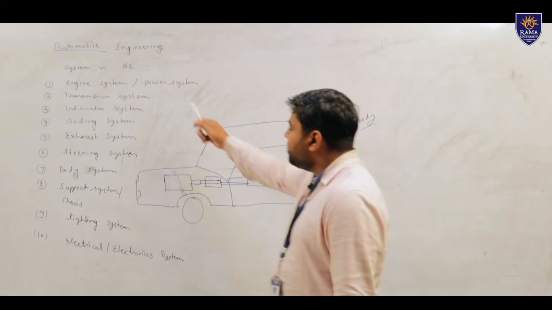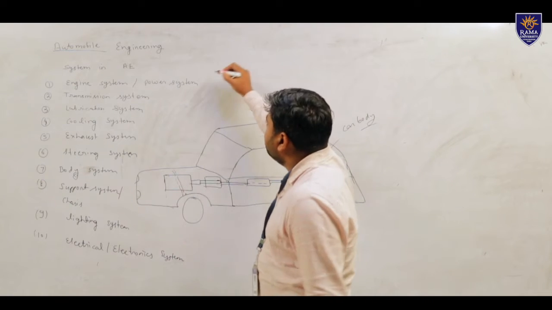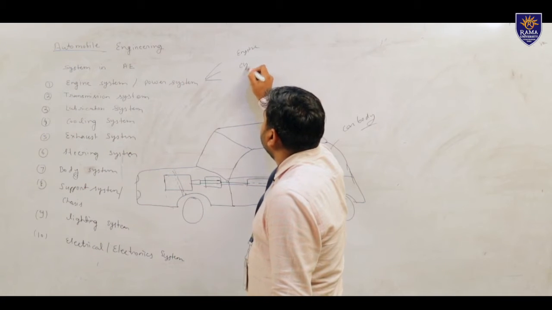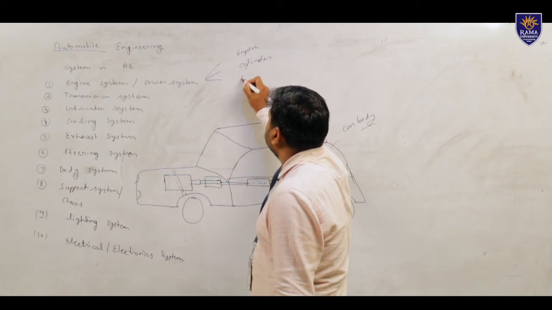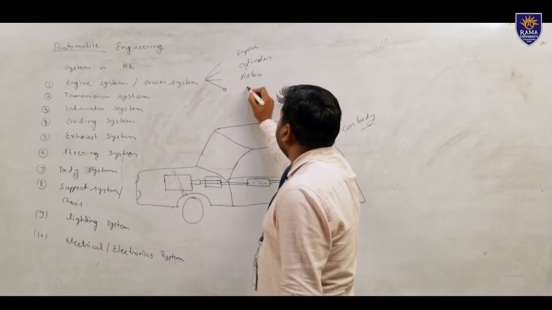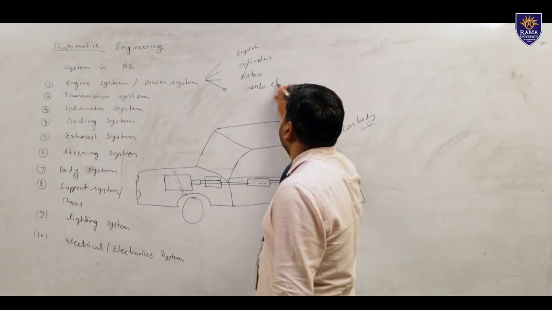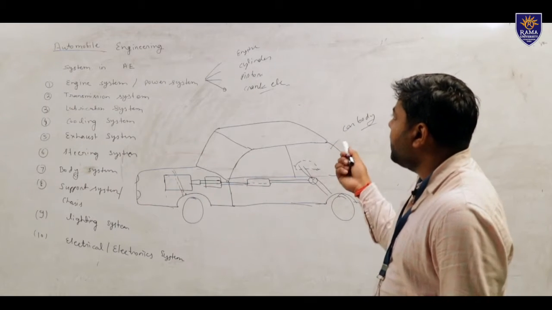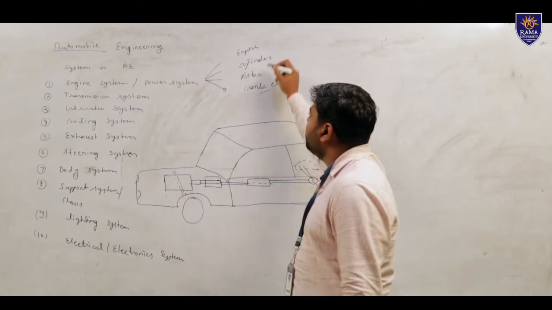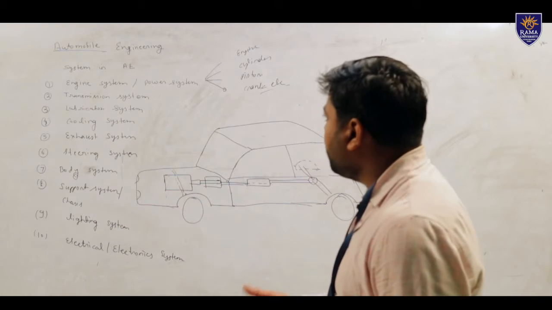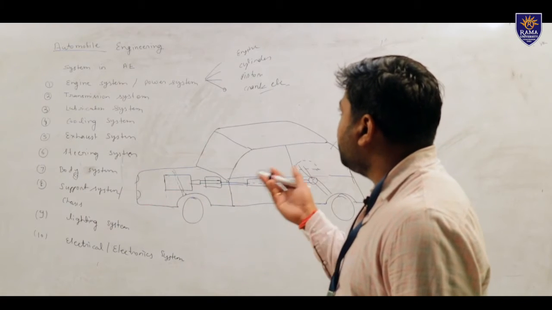So the engine system consists of the engine, cylinder, piston, crank, etc. These are a combination of the cylinder, piston, and crank. The piston helps with up and down motion in the cylinder.